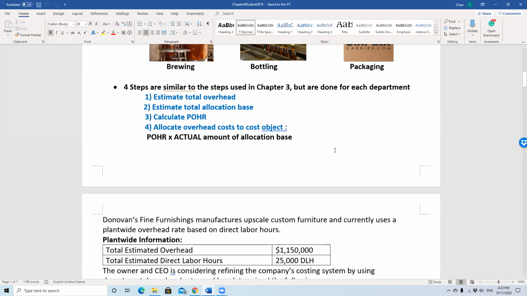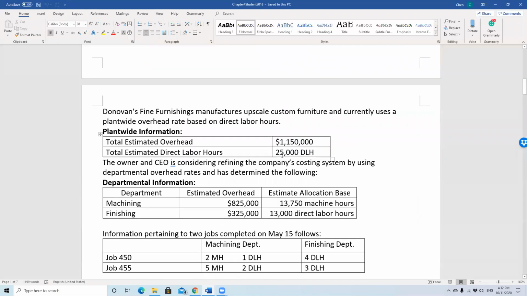And once you allocate this overhead to the different activities, then you add all these manufacturing overhead amounts up, and that is your total manufacturing overhead for that product. So this is an example.